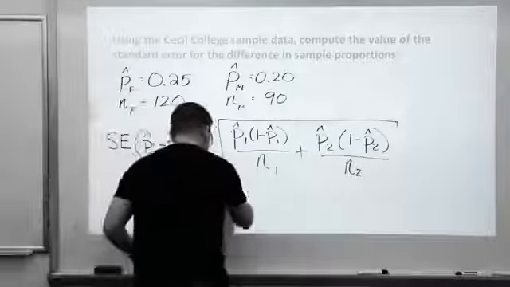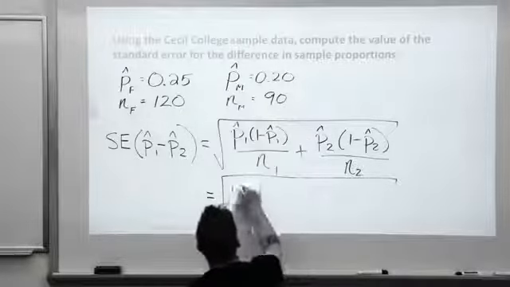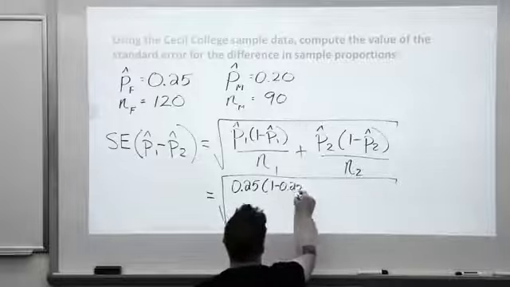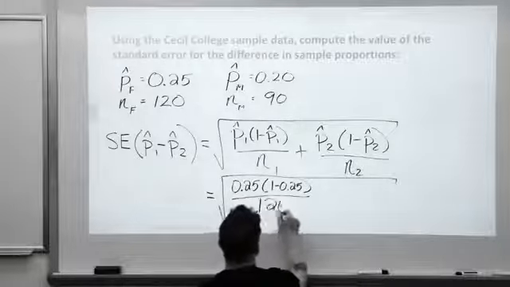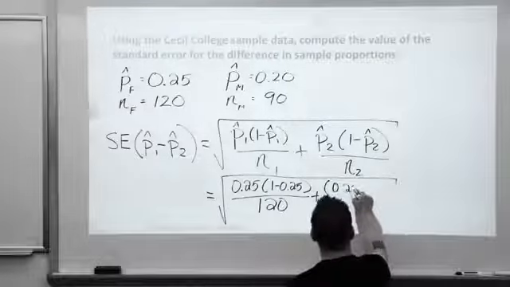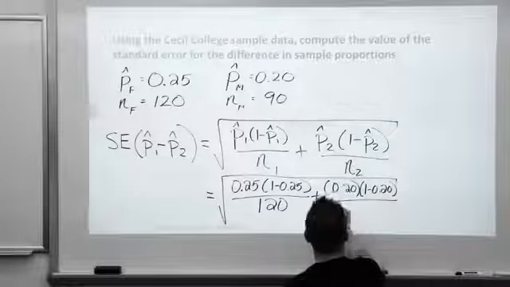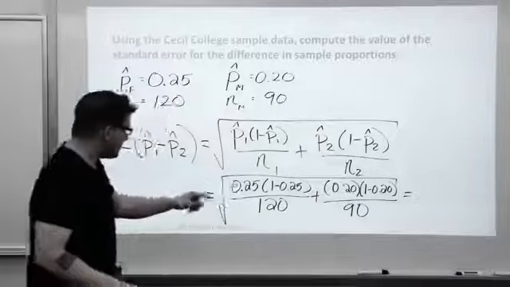Here we go, plug them in. 0.25 times 1 minus 0.25 all over N1, which is 120, plus over here 0.20, 1 minus 0.20 all over 90. Whole thing gets square rooted.